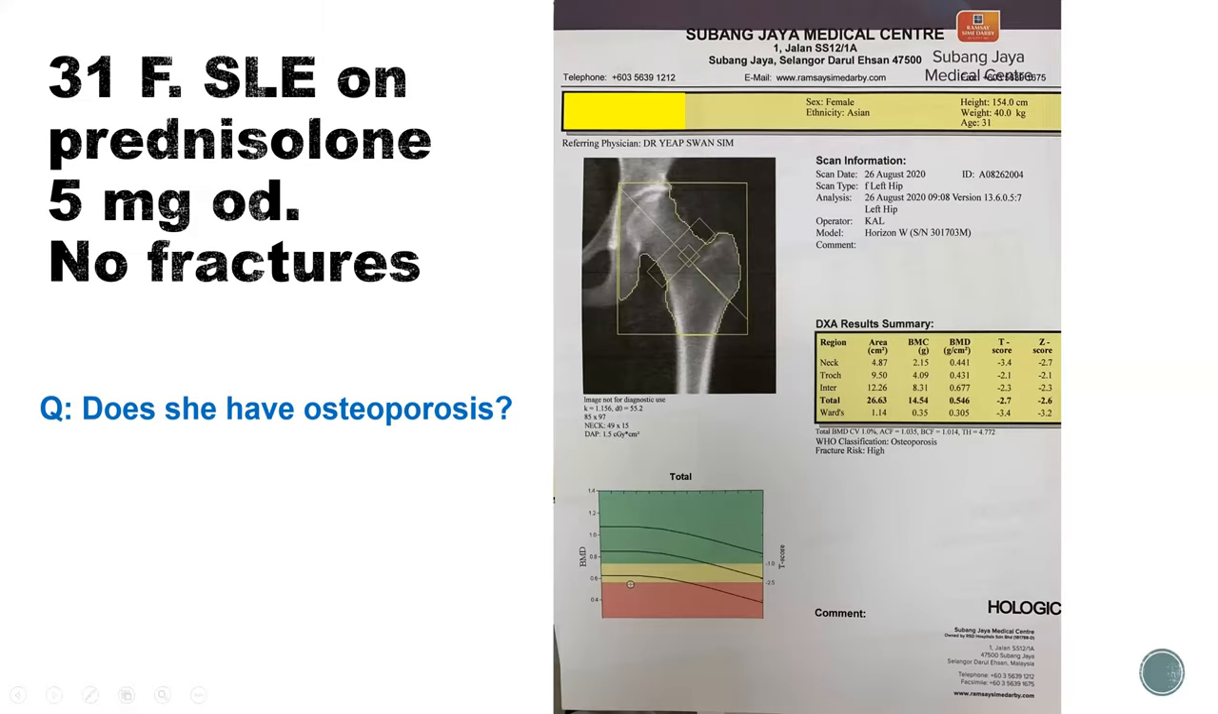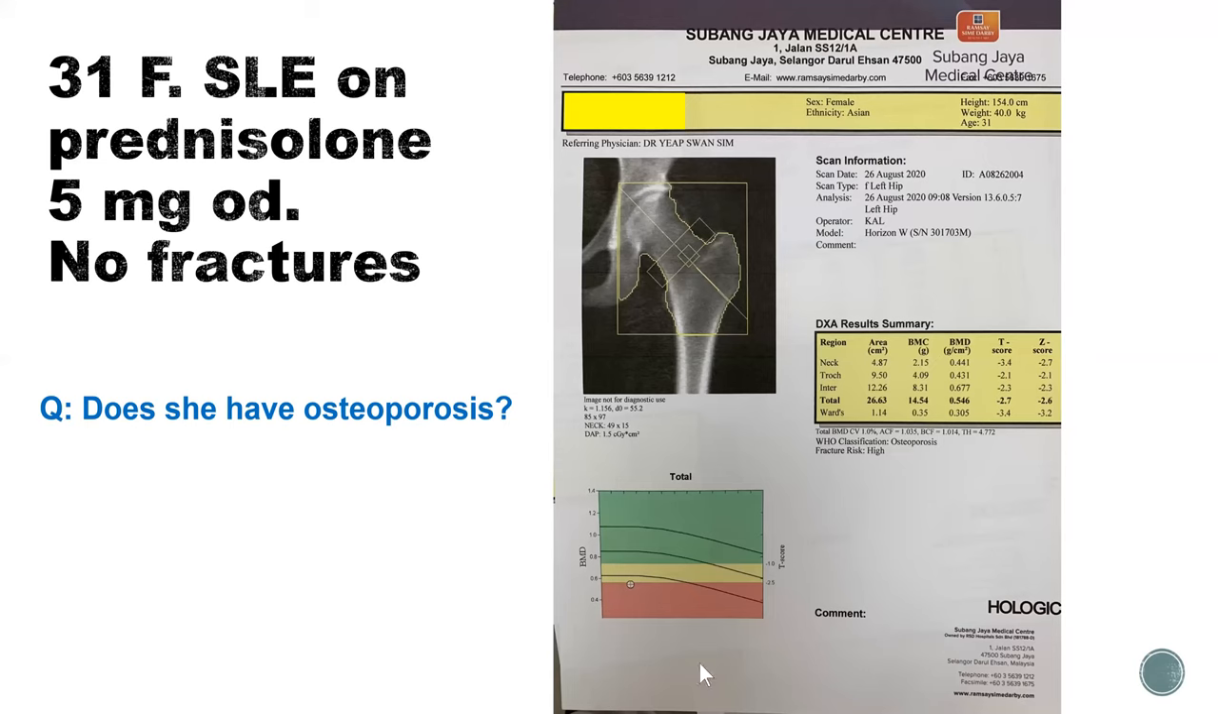Okay, so this is another scan. Does she have osteoporosis? So this is a 31-year-old lady with SLE on prednisone 5 milligrams, no fracture, but you do her bone density. So have a look at this. There's a poll here. Does she have osteoporosis? Look at the femoral neck, trochanter, Ward's, total. Okay, so I think we can end the poll. Sorry for all those who didn't have time to answer. But okay, so here, the vast majority of you, perhaps 89% or over 90%, said yes, and some of you said no.